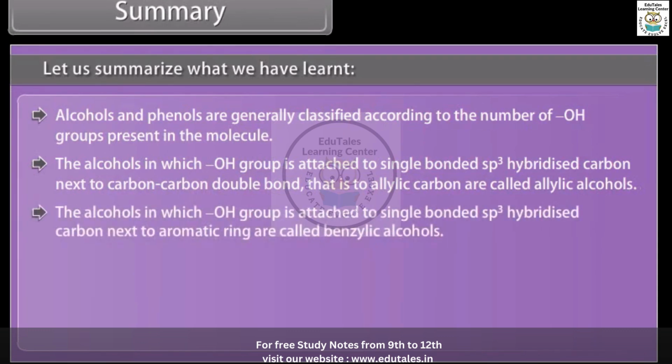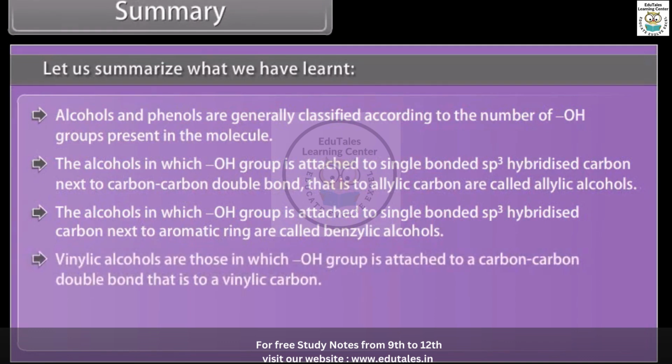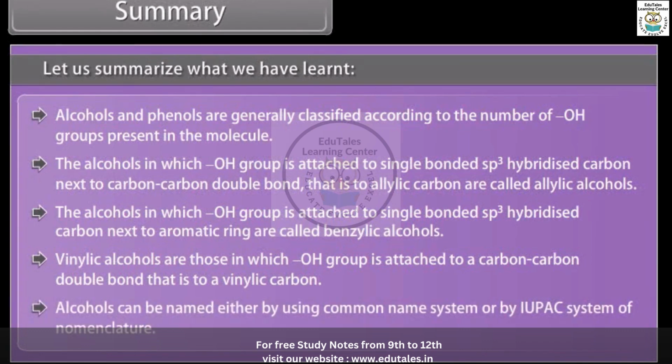The alcohols in which the hydroxyl group is attached to a single bonded sp3 hybridized carbon next to an aromatic ring are called benzylic alcohols. Vinylic alcohols are those in which the hydroxyl group is attached to a carbon-carbon double bond, that is to a vinylic carbon. Alcohols can be named either by using the common name system or by the IUPAC system of nomenclature.